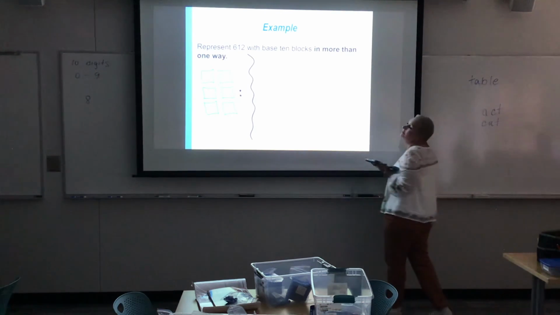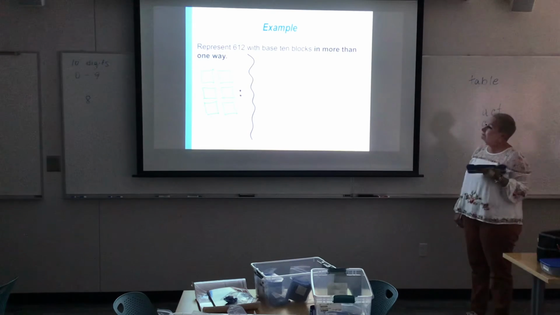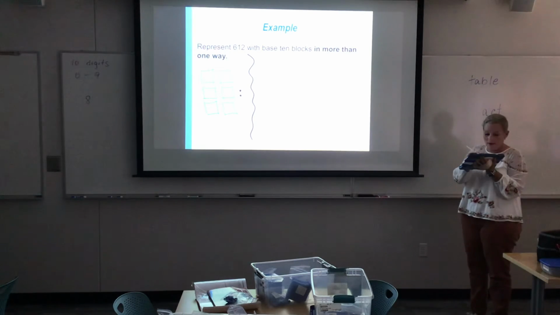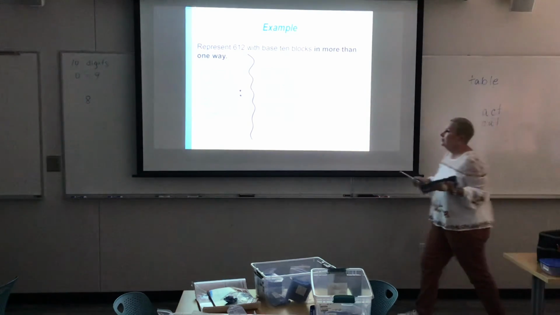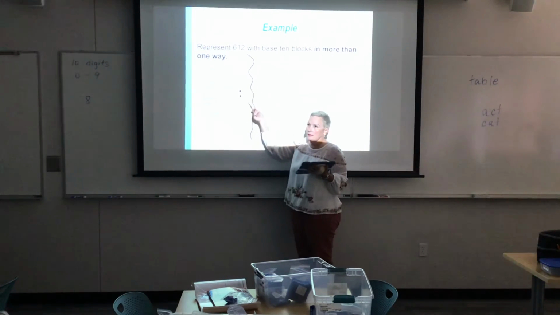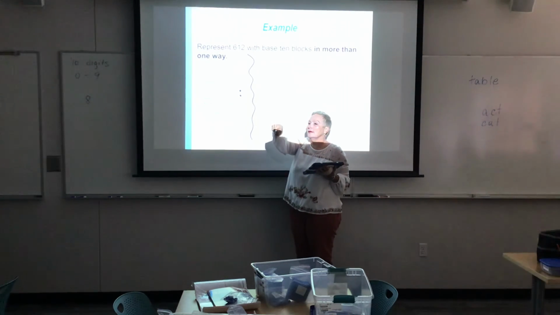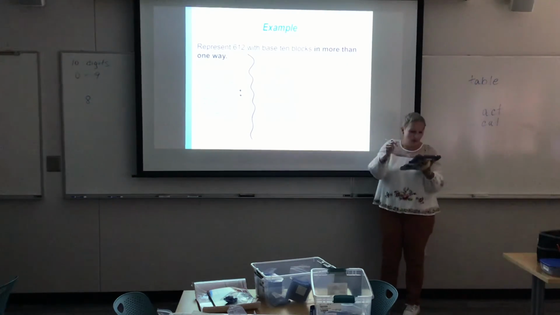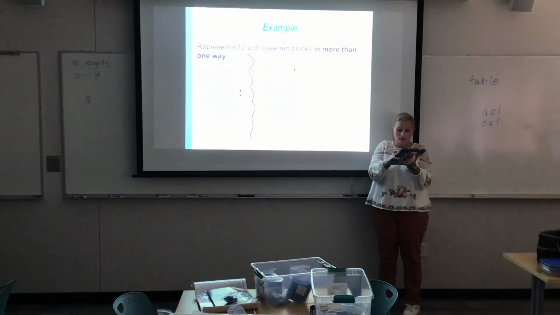How else could we make 612? Can somebody give me another way? 12 ones and 6 flats. Perfect, okay. So, back there I have 6 flats. And then, let's practice using our teacher talk. This is the least. How did you get 12 ones? What did you do right here? We exchanged, be specific, 1 rod for 10 ones. Good. So we'd say 1, 2, 3, 4, 5, 6, 7, 8, 9, 10.